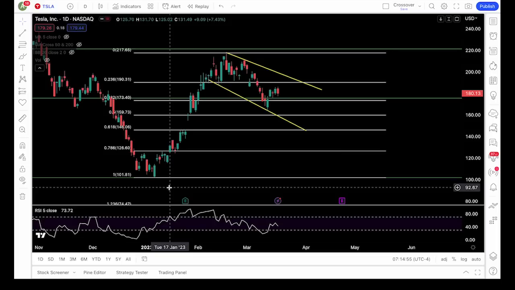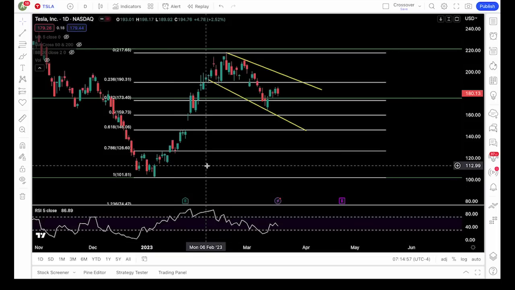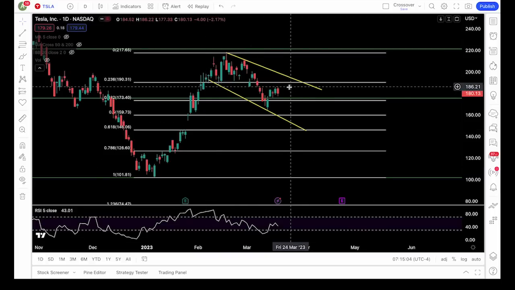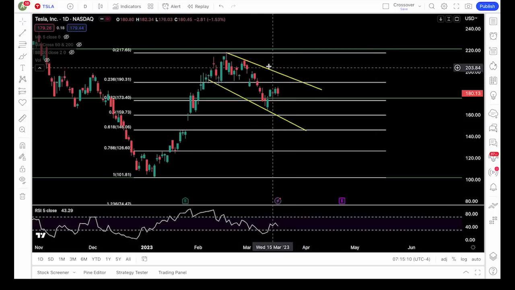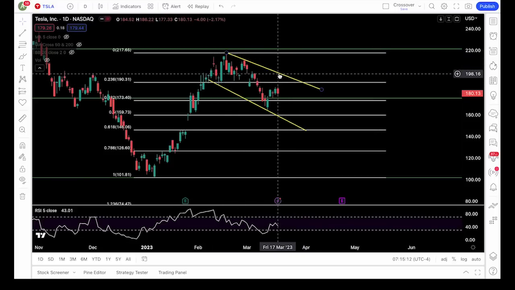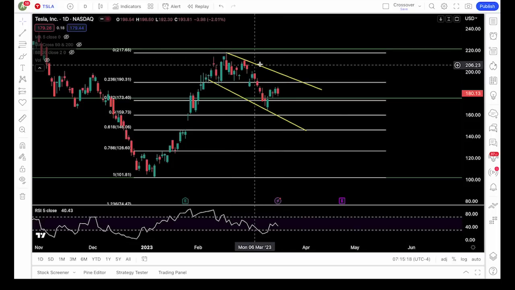But like I always say, defense is not enough. We need to see offense. There is resistance at 186. I need to see 186 and 190.3 clear. Maybe we can go test this yellow trend line here at 197.8-ish. A break above that would be a breakout. Looks like we're bull flagging.